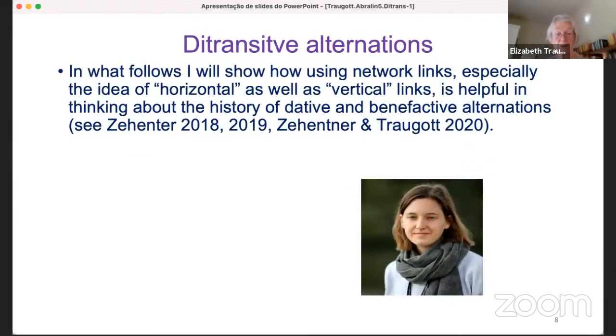Now, in what follows, I'm going to show how using network links, especially the idea of horizontal as well as vertical links, to account for alternations, is helpful in thinking about the history of dative and benefactive alternations. What I'm going to talk about draws extensively from Eva Zehentner's work, several articles in a book, and a paper that I wrote with her in 2020.